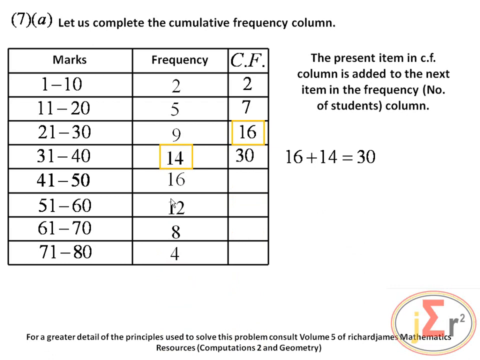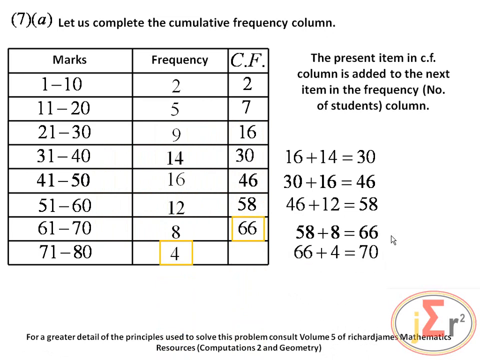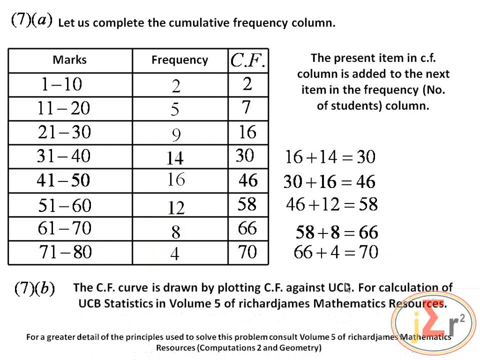Then 30 added to 16, we get 46. That goes there. Then we get 46 added to 12. That's no doubt 58. Good. Then we have 58 added to 8. That's 66. Then we have 66 added to 4. And that is 70. Goes right there. Then, of course, we will draw the cumulative frequency curve.